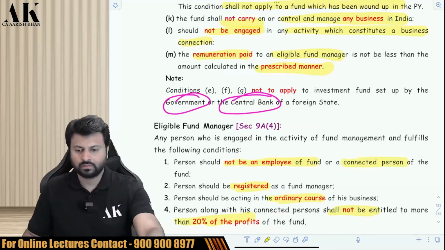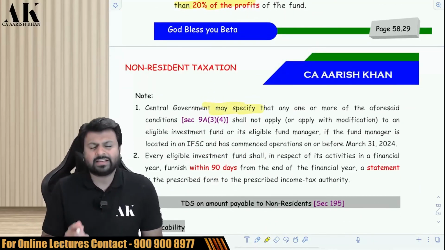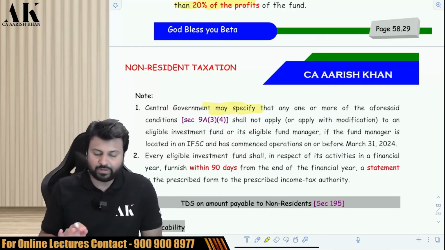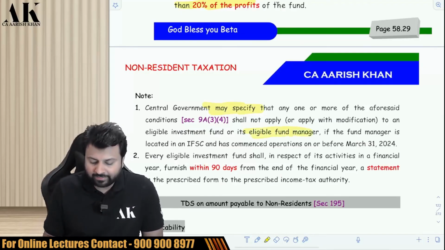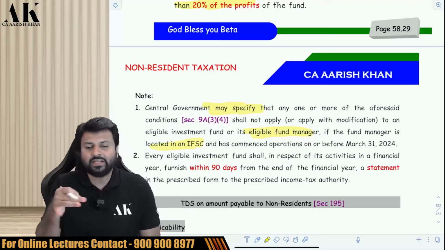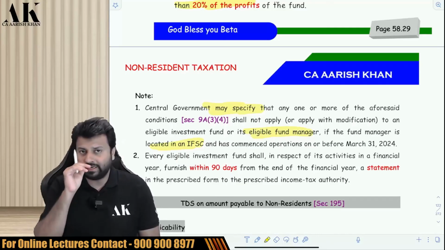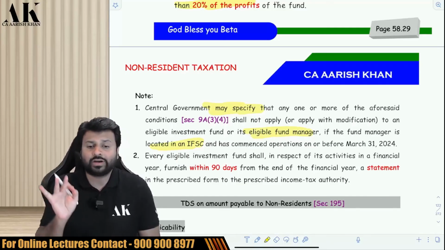Check it please. Next, if the central government wants, they can exempt any of the conditions for certain people. Who are those certain people? If the eligible fund manager is located in IFSC, then the central government can exempt any condition for them. So out of the 17 conditions, if the central government wants, they can exempt any condition for an eligible fund manager if he is located in IFSC.